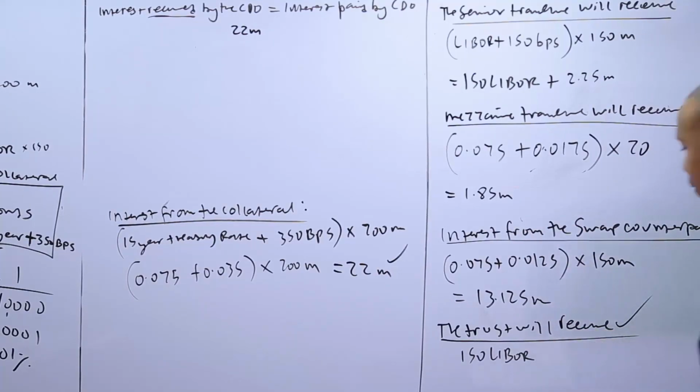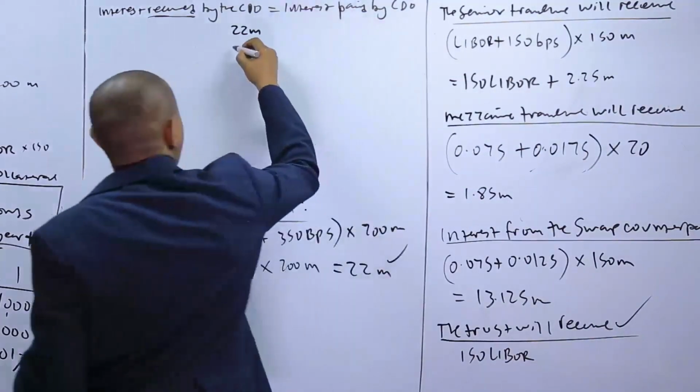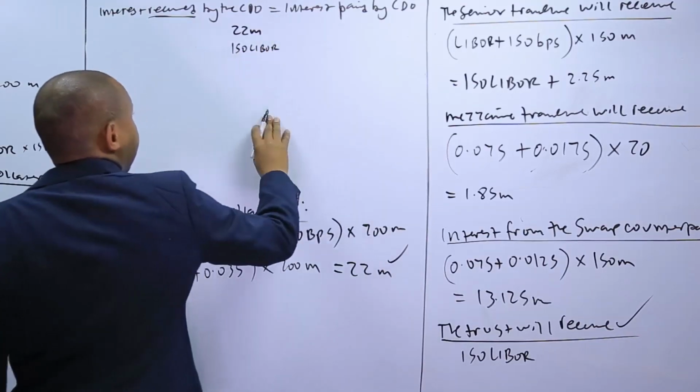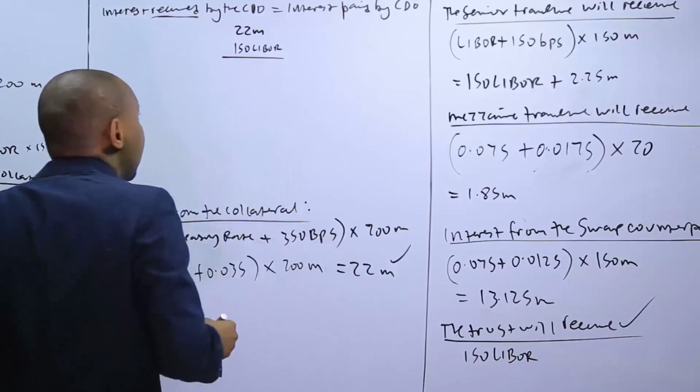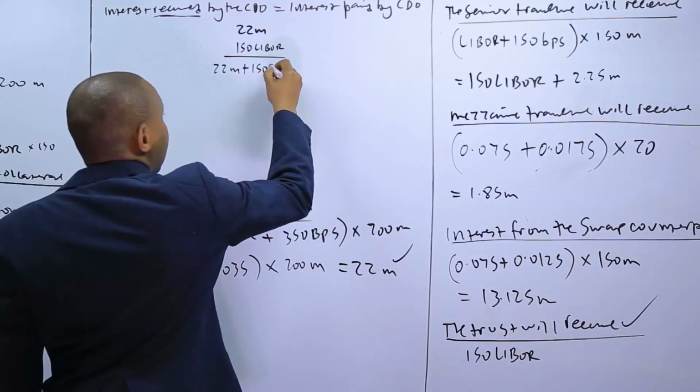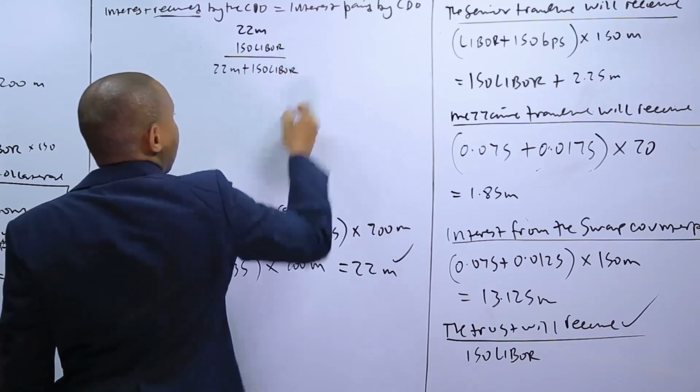The trust will receive 150 LIBOR over here. So putting it all together, it will be 22 million plus 150 LIBOR.